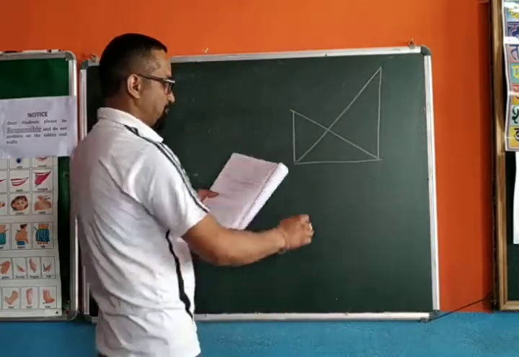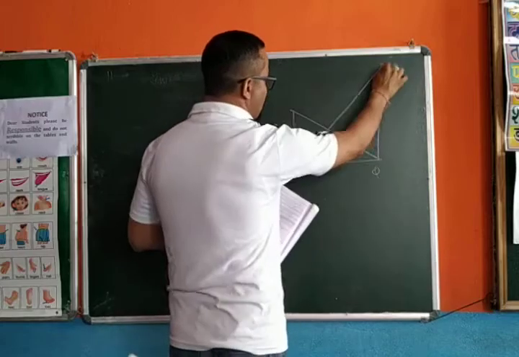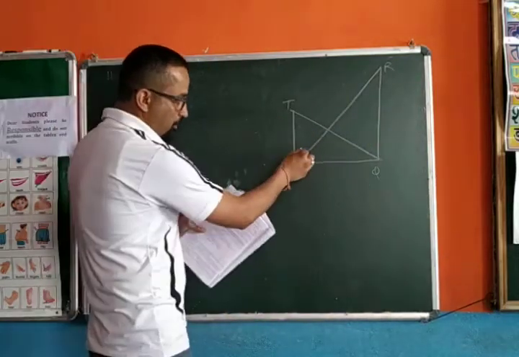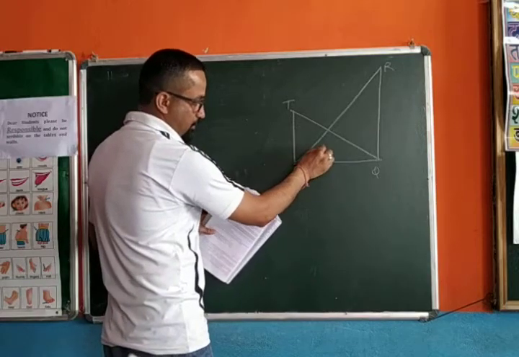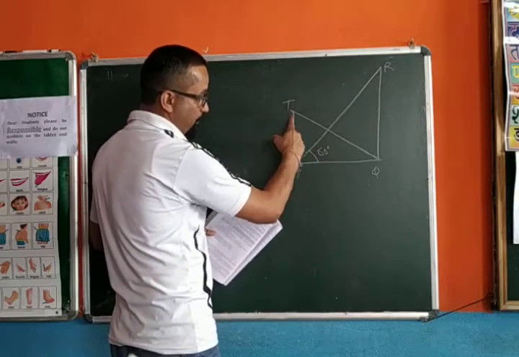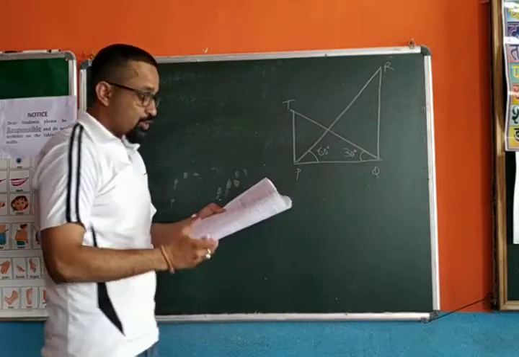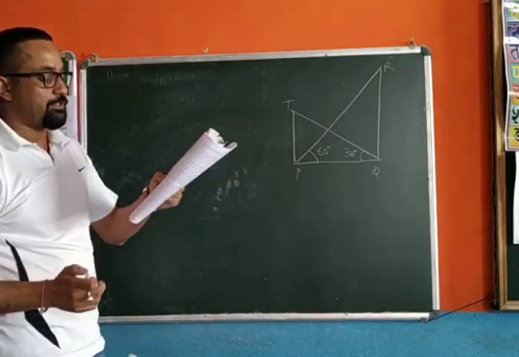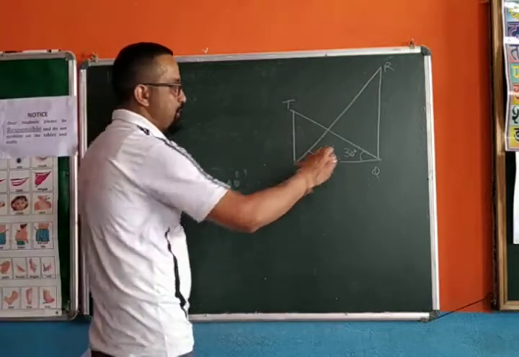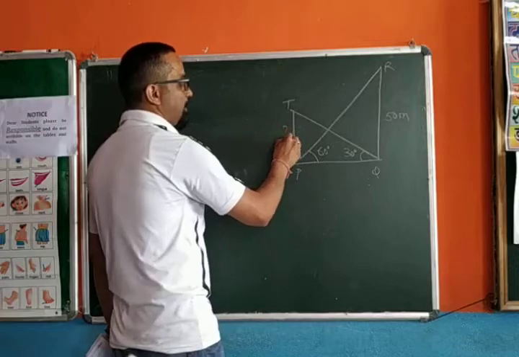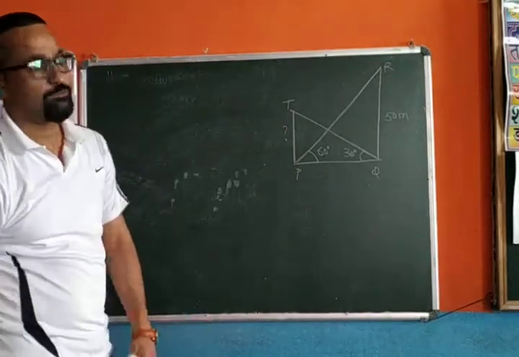You have P, Q, R and T. The angle of elevation of the big triangle is given as 60 degrees and the small right angle triangle is 30 degrees. The question says that if the height of the first tower, the tall tower, is 50 meters, calculate the height of the second tower.